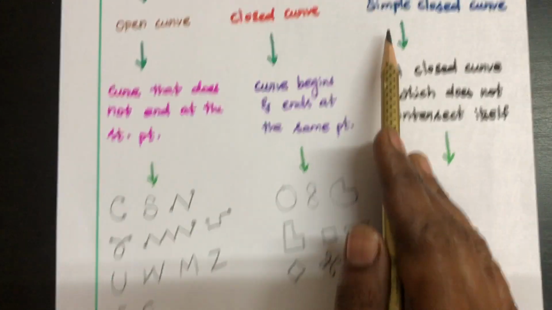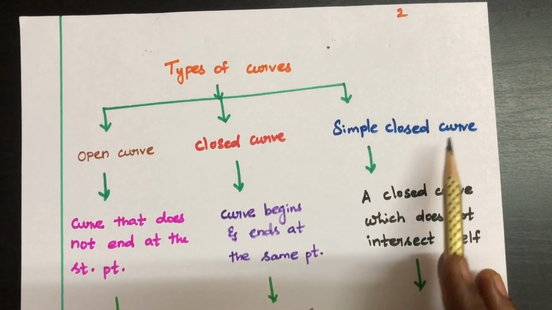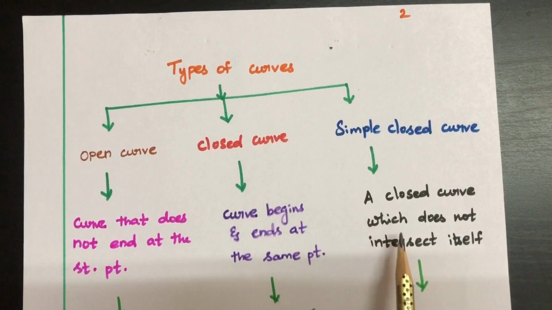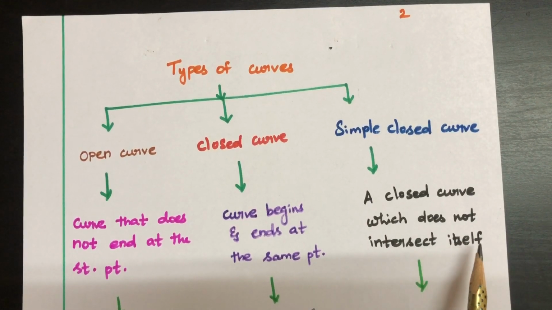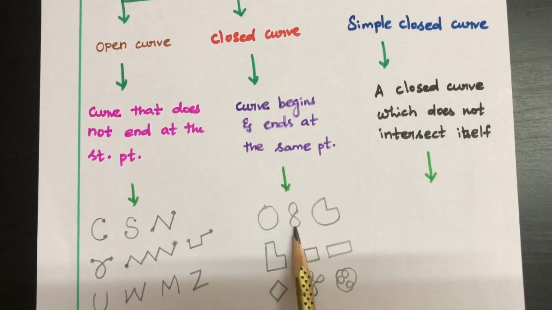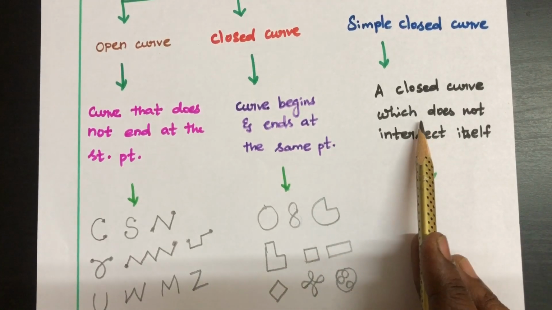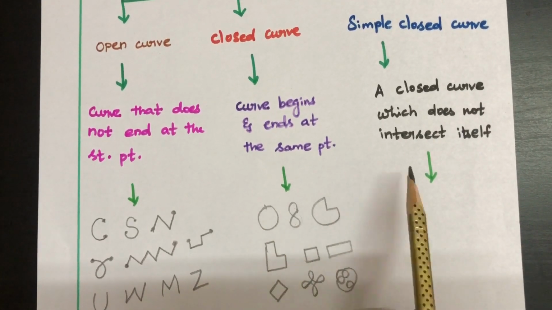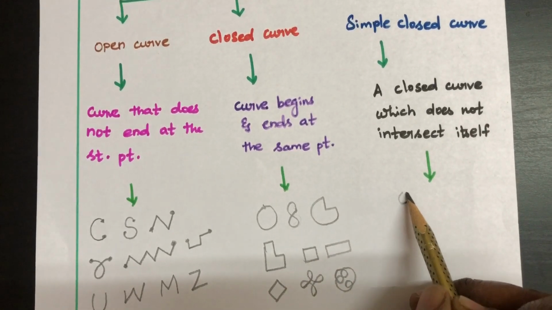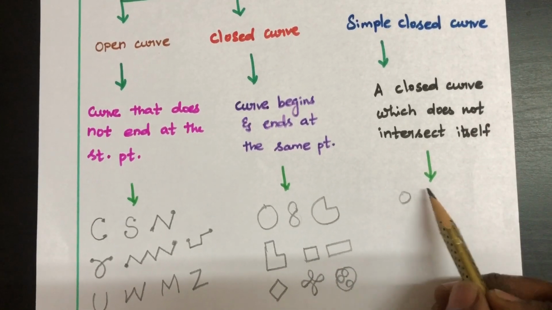Now, simple closed curve. What is a simple closed curve? It is just a closed curve only, but which does not intersect itself. See, in this closed curve, some intersection happened. These are all not simple closed curves. They can be called closed curves, but not simple closed curves. A simple closed curve means a closed curve which does not intersect itself. It should not intersect. This is the simple closed curve.